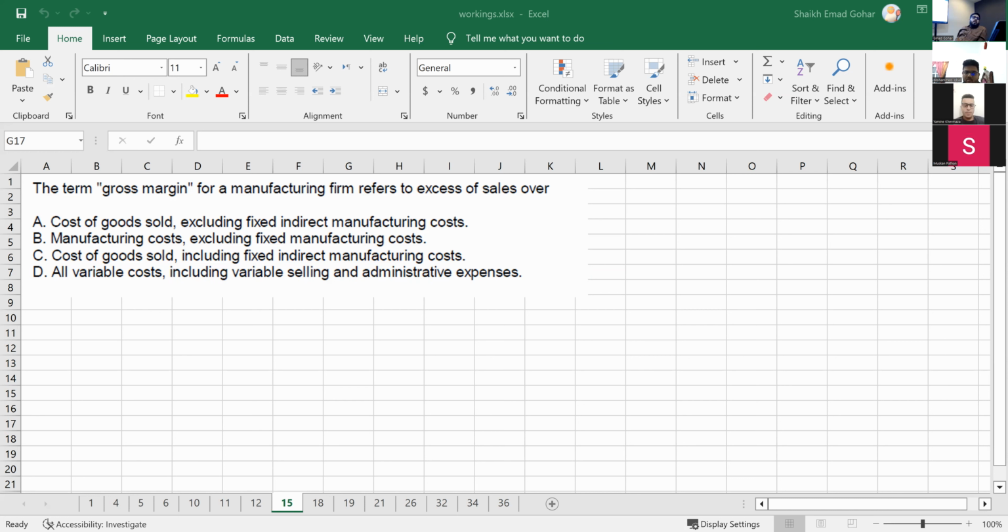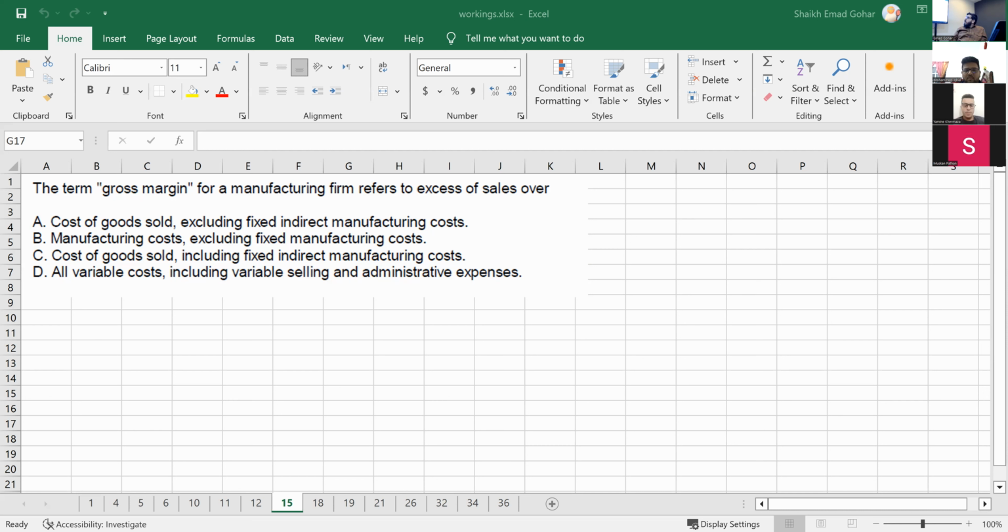So those people who are saying A, I am not sure why you are saying A, because you know very well in cost of sale we include fixed manufacturing overhead. So why can A be the answer? In cost of sale, we include fixed manufacturing cost, right or not? So if you say A, you are saying cost of sale excludes the fixed manufacturing cost. Then it will be variable costing. Then it's not gross margin, it will become contribution margin.